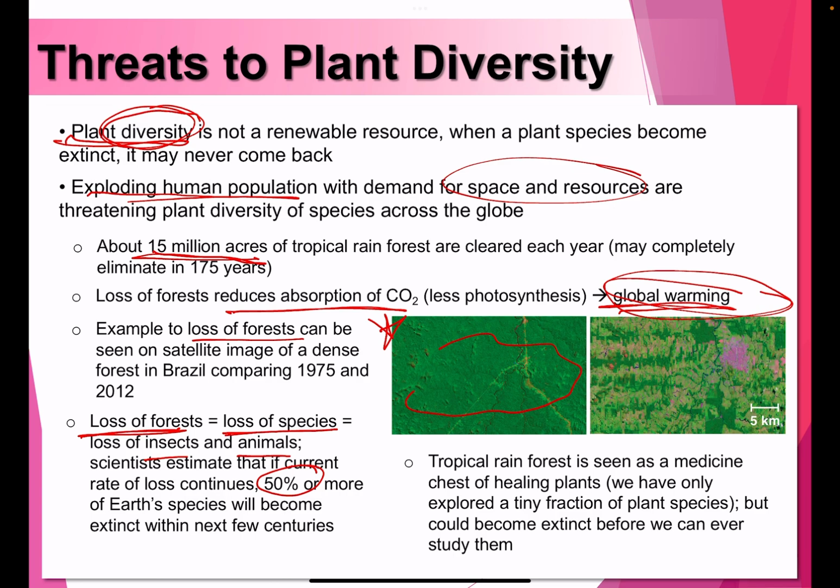Tropical rainforests have also been seen as a medical chest of healing plants because we have really only explored a very tiny fraction of all the plant species living in the forests today. It's very difficult to study them, and some species cannot be propagated in a lab setting, so they have to be harvested from the wild. Because we have studied so little of them, yet we're destroying them, plants can become extinct before we even get to study them. Again, this emphasizes why it's important to conserve and preserve our plant diversity.